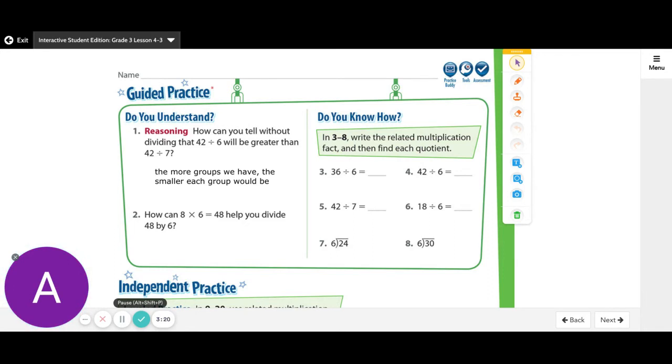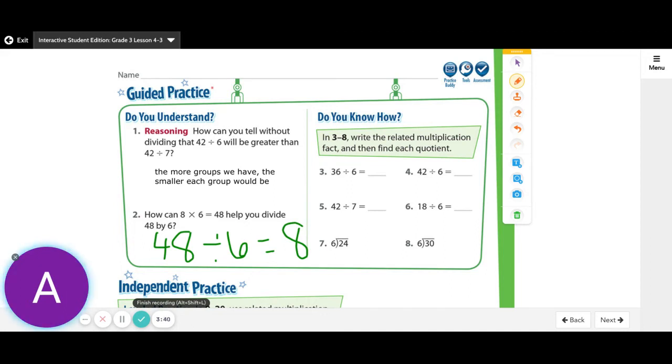Number 2, how can 8 times 6 equals 48 help you divide 48 divided by 6? We can think about our fact families. If I know 8 times 6 is 48, then that tells me that 48 divided by 6 would give me 8. Let's look at numbers 3 through 8. Write the related multiplication fact, then find the quotient.